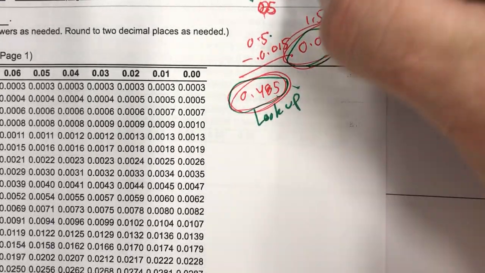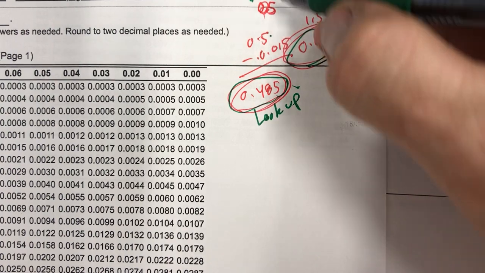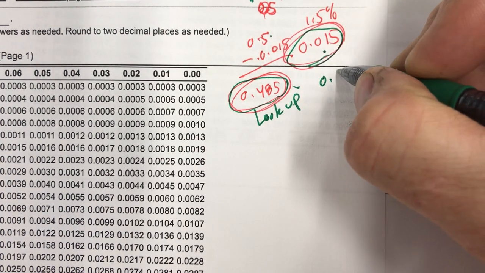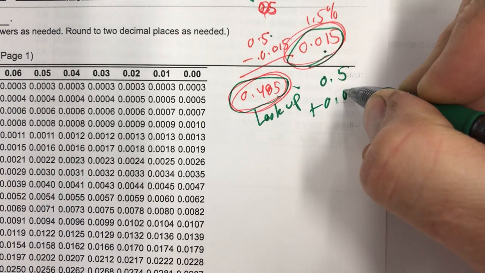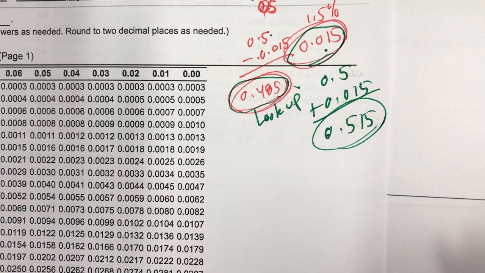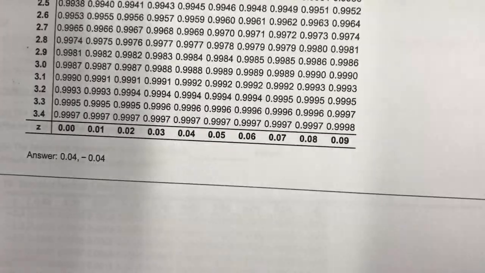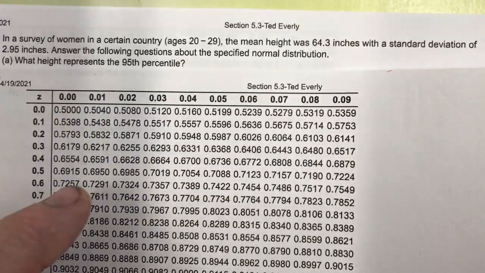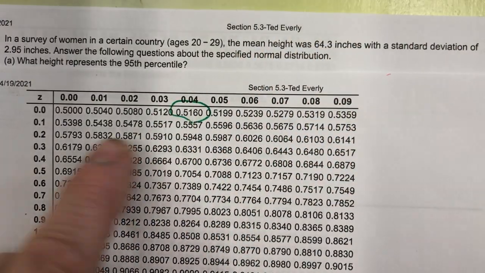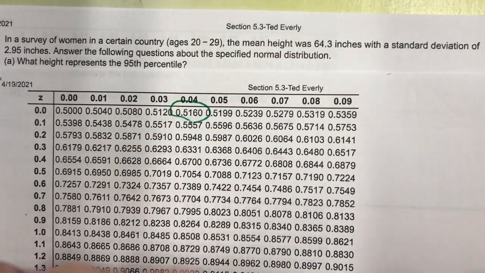But again, if you don't know that, to the left of this one, I'm going to add this to 0. So I'm going to do 0.5 plus 0.015, which is 0.515. And so I look that up here. 0.515, which is right here, positive 0.04.